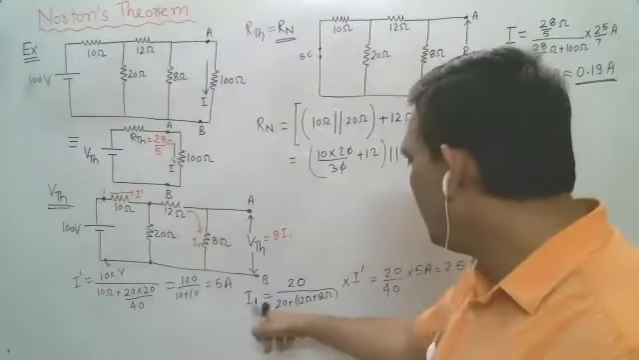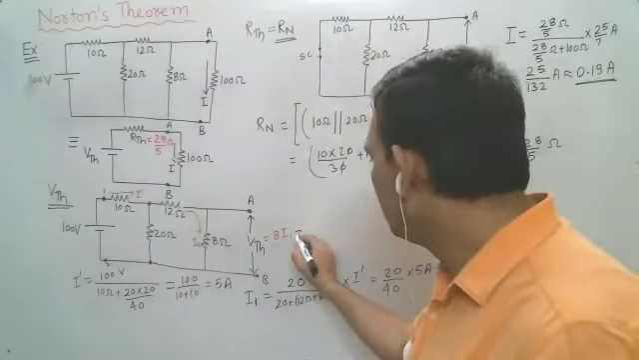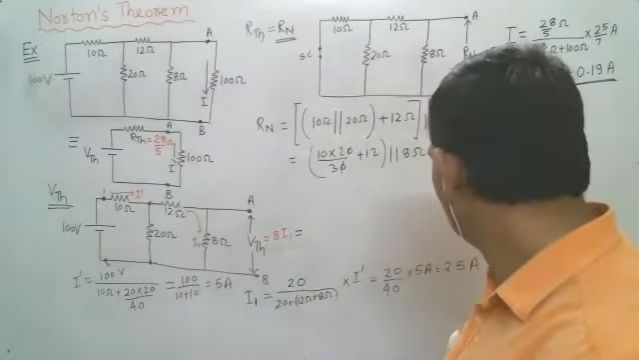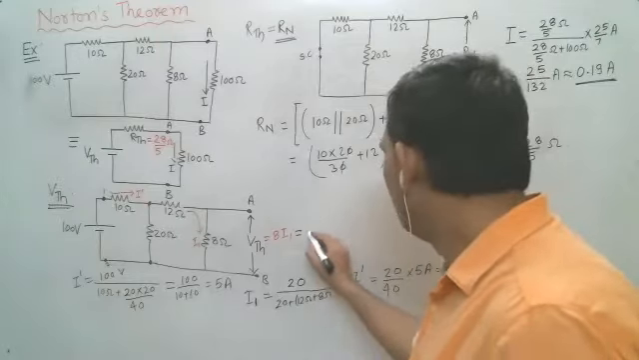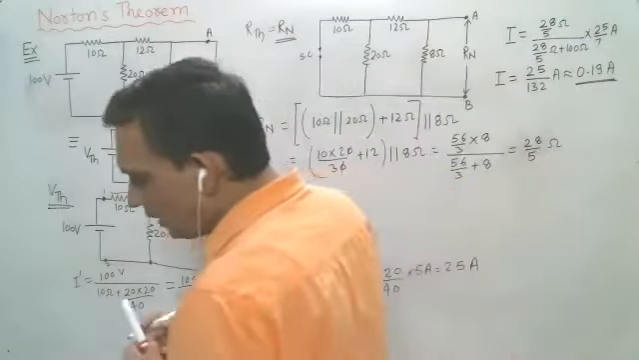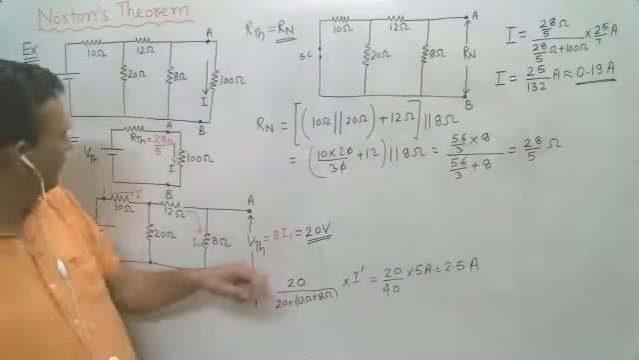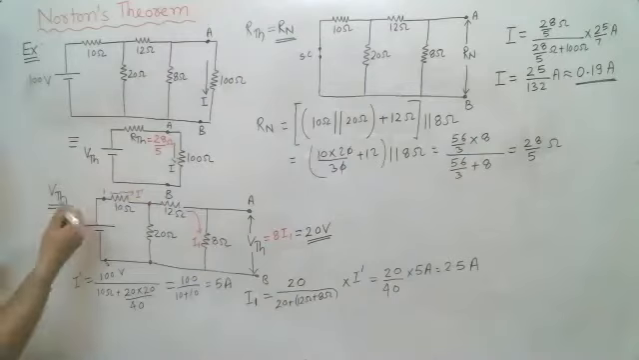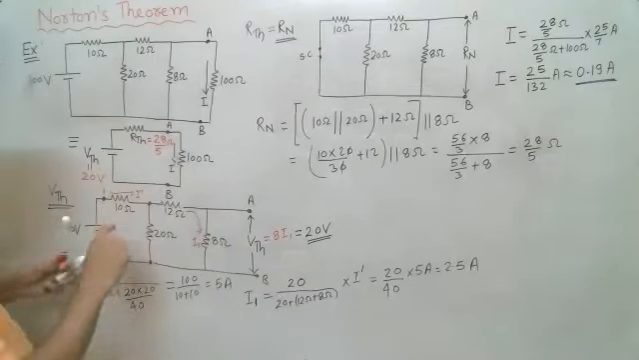So I1 is 2.5 ampere. So what will be 8 into I1? What will be this value? That is 20 volt. You can see in this case VTH is 20 volt. So if you know VTH and RTH, what will be current I?